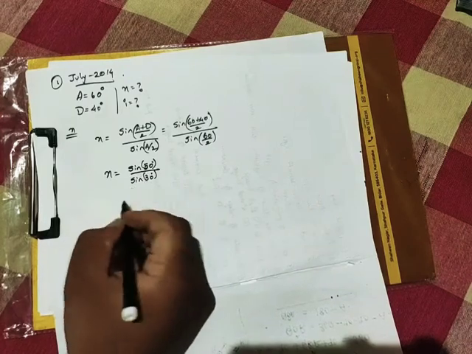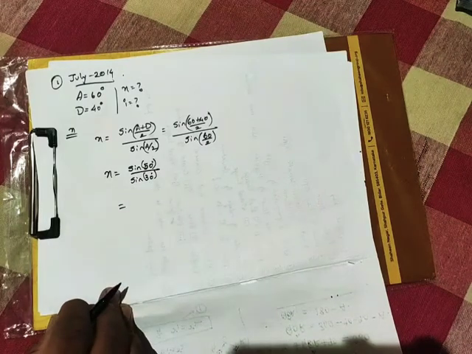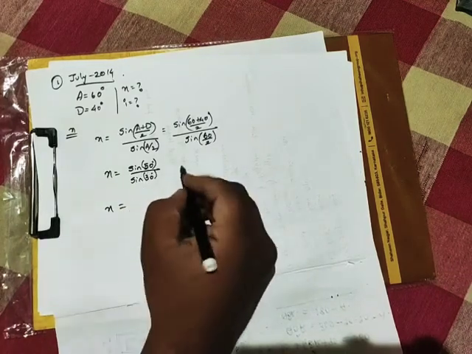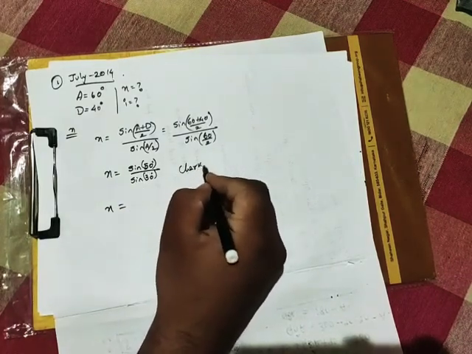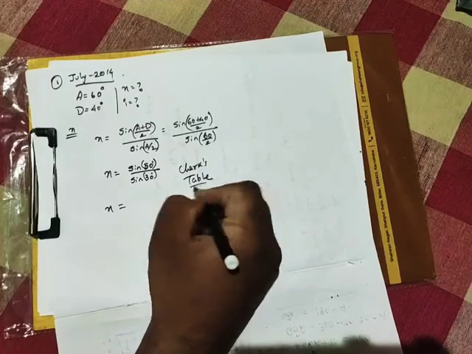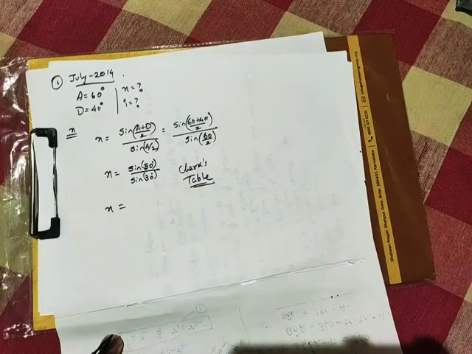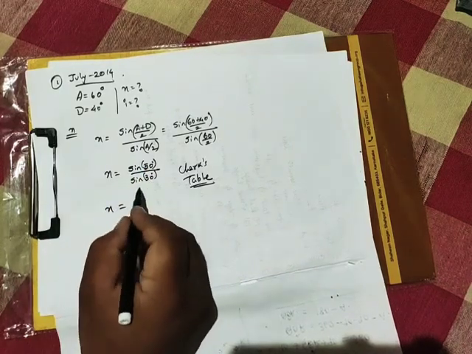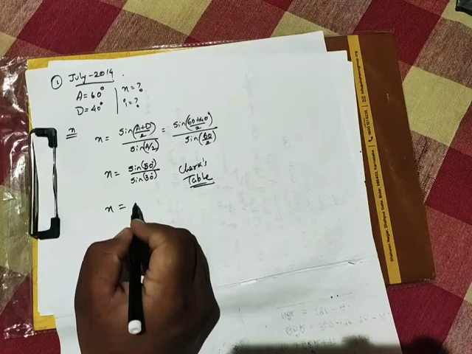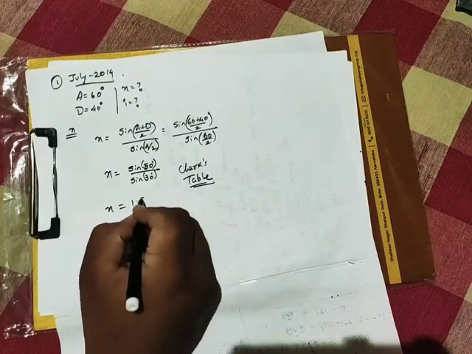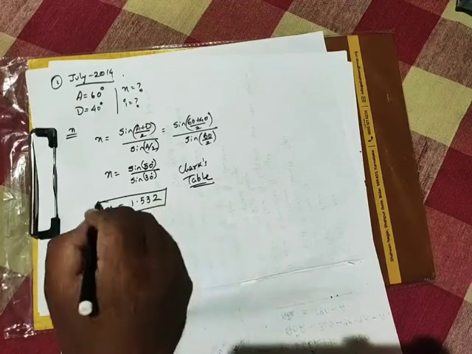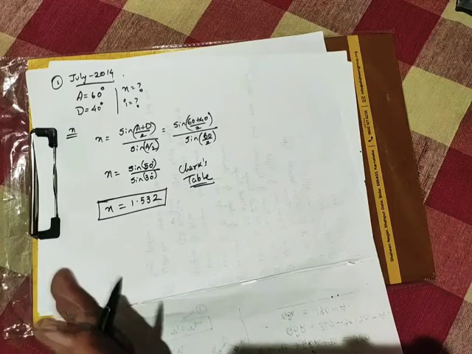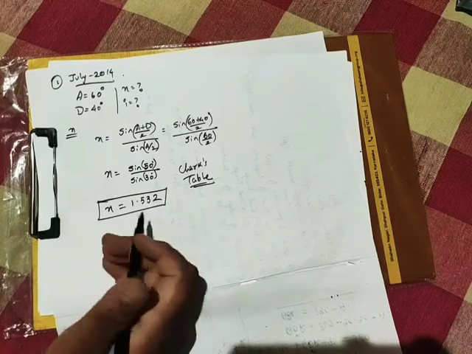So what is sine 50 and sine 30? You need to find out and write it down. Where will you find this? You will be using Clark's table. Use Clark's table, go to sine, and make sure it is in degrees and not radians. Based on that, check the table and then write the values. You will be getting N equals 1.532. This will be the answer after finding the values from Clark's table, substituting and calculating.